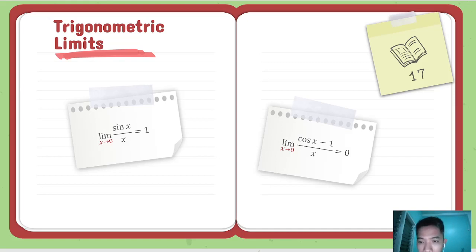And the second technical fact is on the cosine aspect. Take note that x is approaching 0. The limit of cosine x minus 1 all over x as x approaches 0 is equal to 0. So you just have to familiarize yourself with these trigonometric limits, and you may apply them to certain functions that involve trigonometry. Later on we will have some examples for that.